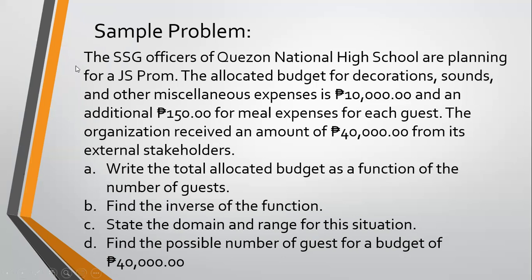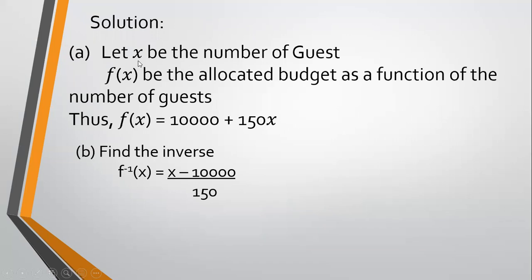So to solve for that, we have to let X be the number of guests. Okay, so to solve for letter A, we need to assume that X is the number of guests since we do not know yet, or we don't have an exact number of guests. So we let X be that number. And then of course, f of X be the allocated budget as a function of the number of guests.